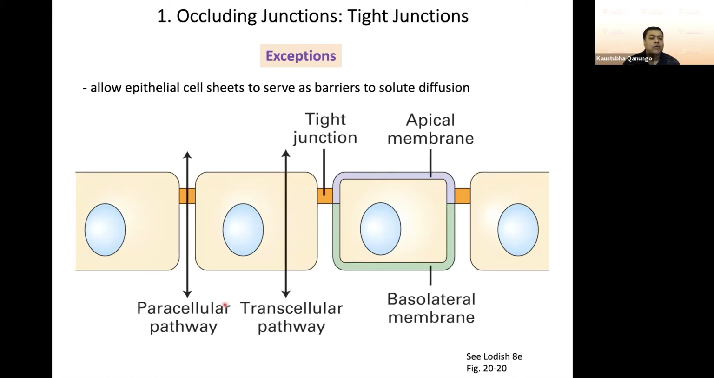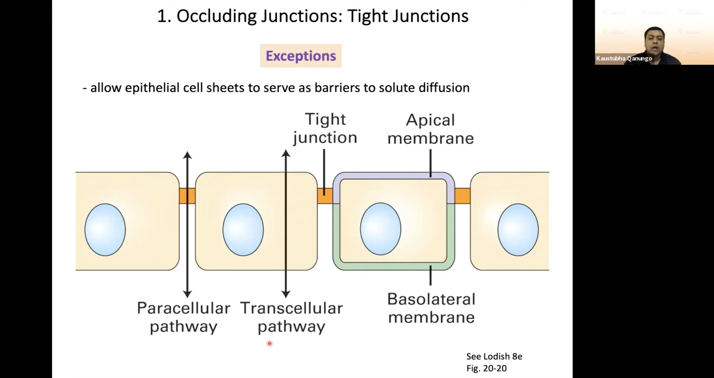This is your paracellular pathway, where some molecules are allowed to move through the tight junctions. It is not 100%, but this paracellular pathway does allow some molecules. But the important thing, your take-home message, is that these examples are very, very rare.